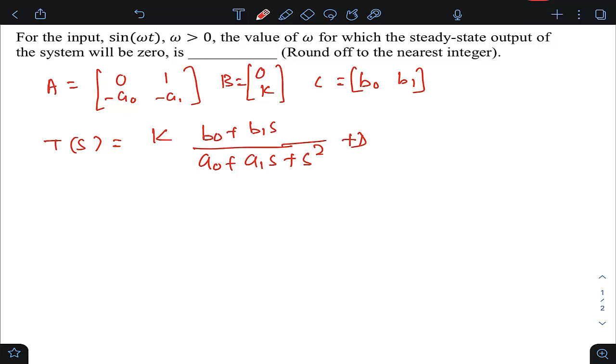In fact, if you don't know this shortcut, you can make use of C into (sI minus A) inverse into B plus D.